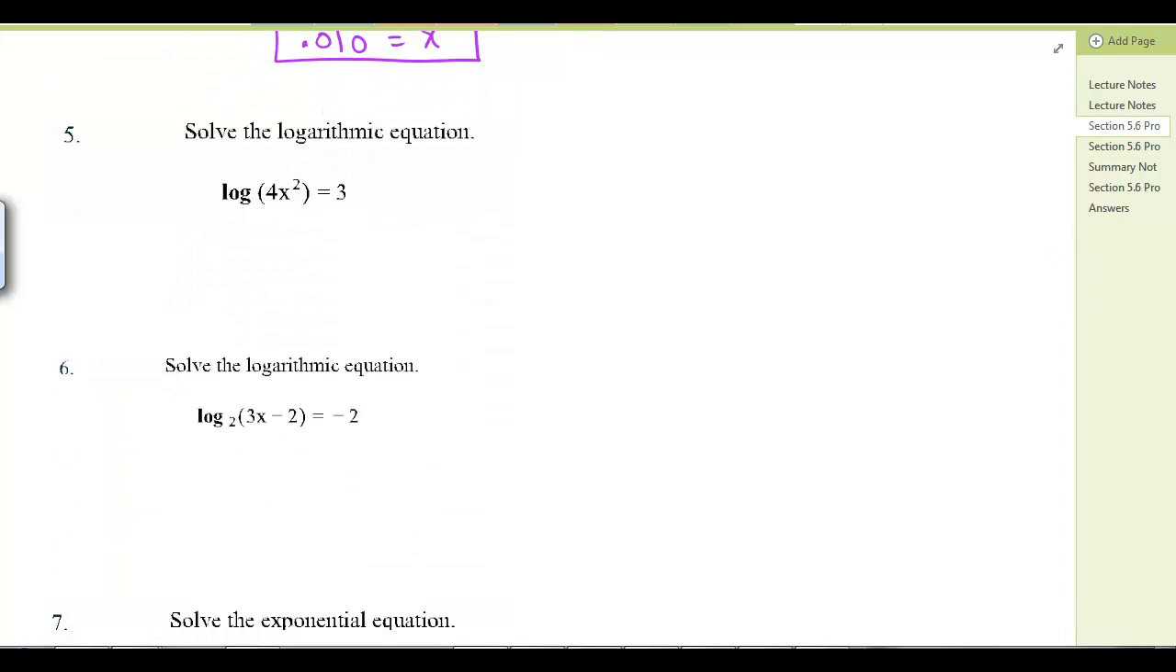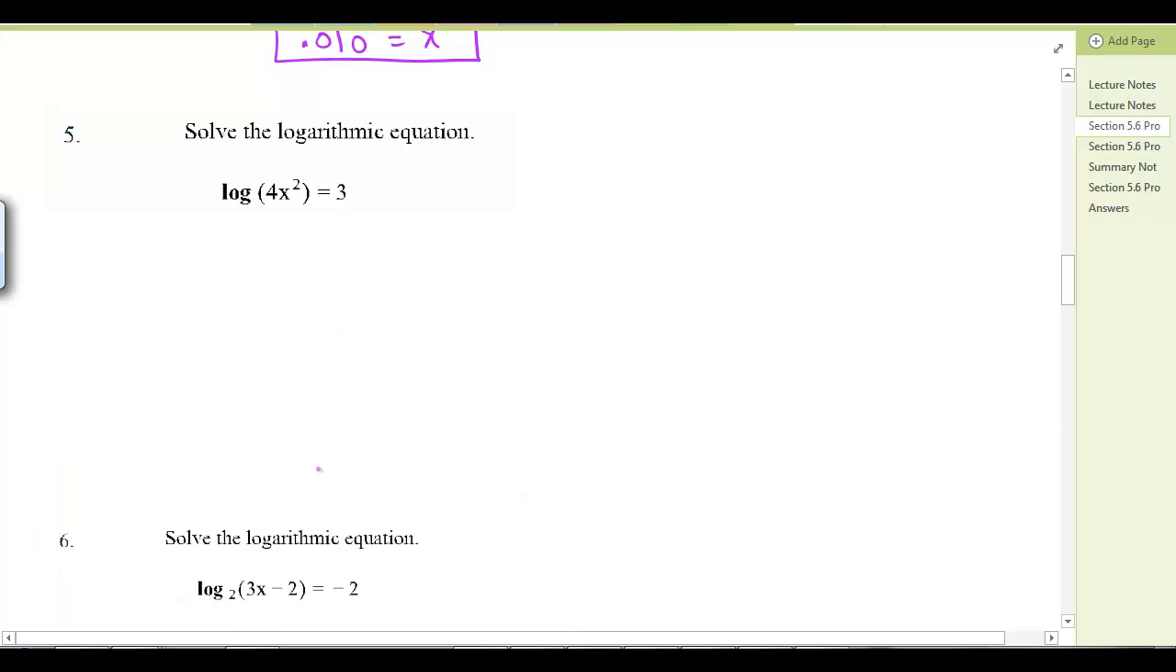All right, let's do this log equation. What is the understood base here? There's not one written, so we know it's 10. So we can take 10 raised to the third equals 4x squared. 10 to the third is 1,000. 4x squared. Let's divide by 4. So x squared equals 250.